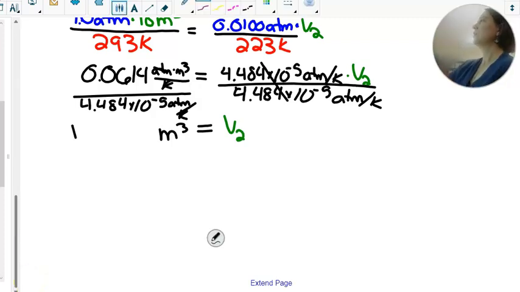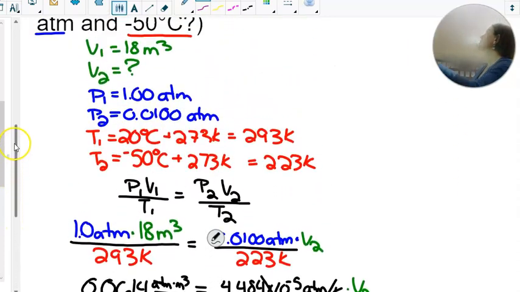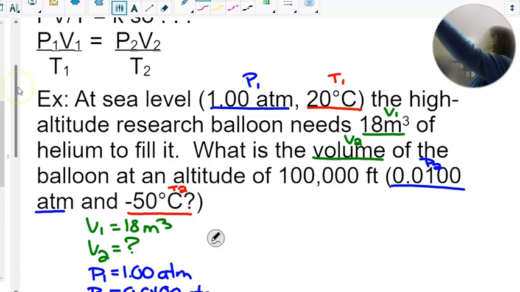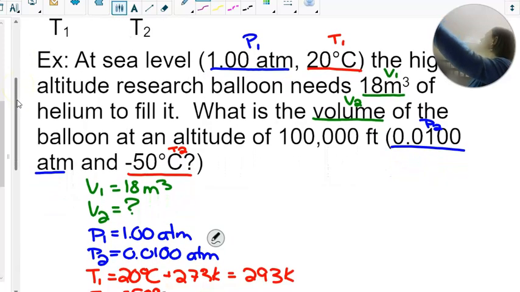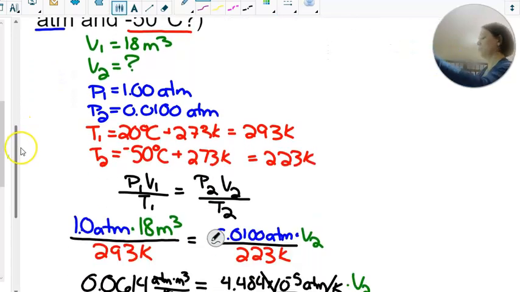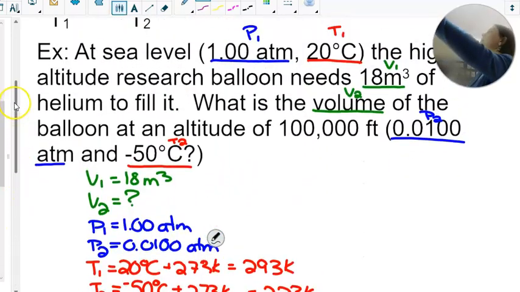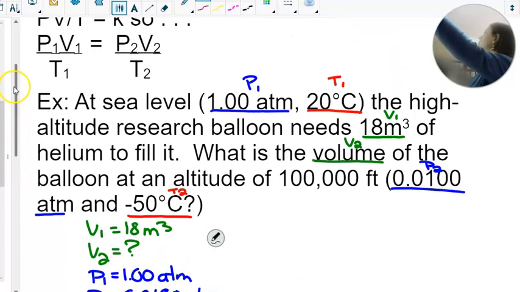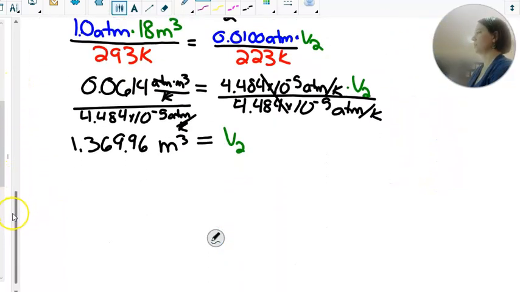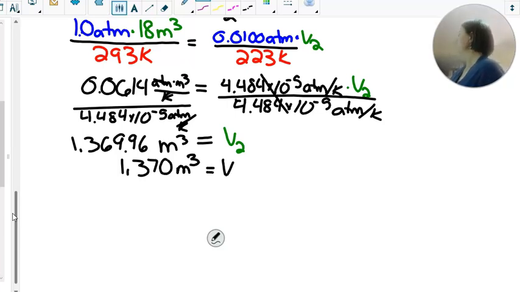Okay, did you get 1,369.96? And how many sig figs do we get? 2. That's 3. 2. So let's go with 2. We're not going to do the temperatures. We'll go with the pressure and the volume, which is 3 and 2. So technically 2, but let's just go to 3, just for fun today. 1,370 cubic meters equals our final volume.